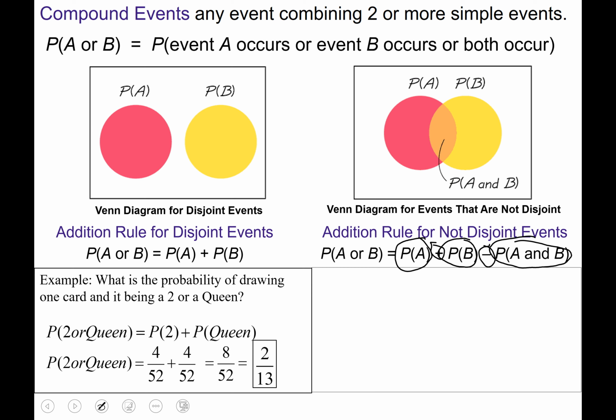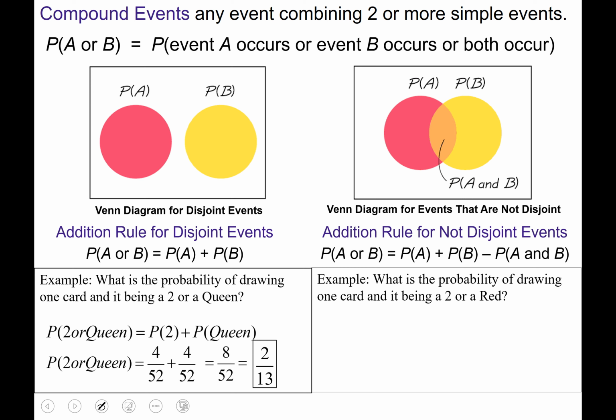The reason why is it was double counted. So this overlap right here, it was counted in your first fraction, in your probability of A, but then it was counted again in your second fraction, the probability of B. So since you counted it twice, you just have to subtract it out 1 time because it needs to be counted once. All right, let me erase all that and let's apply that rule through an example.